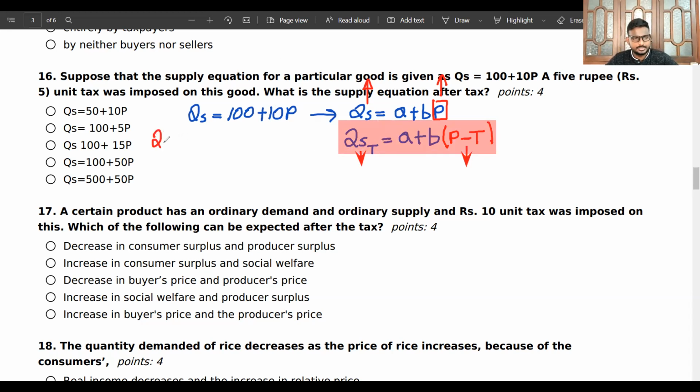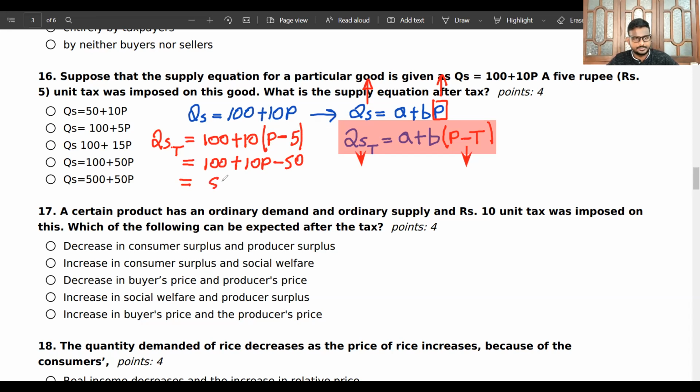So you take this supply equation that you have, the A is 100, okay, no problem. You take the same thing, because only tax is being charged. A and B are pretty much the same as of now. So we'll keep it like that. 100 plus the slope is still 10, but P will be P, right? Minus, we know the tax amount, which is 5 rupees. Now you can simplify this. Now you can remove the brackets. So 100 plus 10 into P is 10P. 10 into minus 5 is minus 50. You can simplify this equation even further.